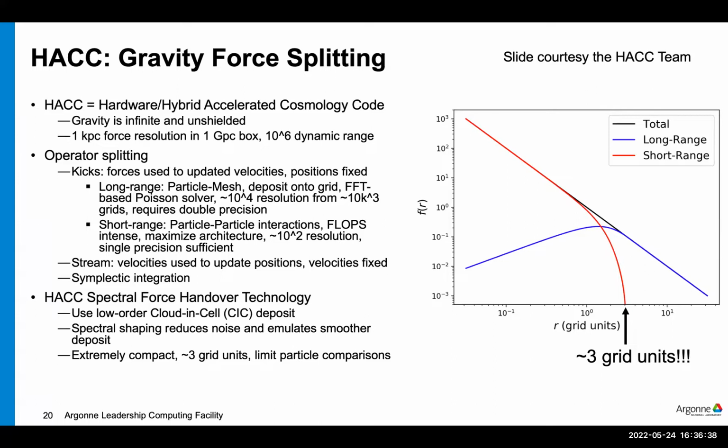In blue, we see the force that we can get from our spectral Poisson solver. At long ranges, it gets 1 over r squared very accurately. But as you get close to the grid scale, it's not getting the complete force. What we've managed to do is have the long range force calculate everything correctly beyond about 3 grid units. This is a very compact handover, and it means that we don't have to do a whole lot of work in the direct particle comparisons. We can get a lot of the force from the FFT. Next slide, please.